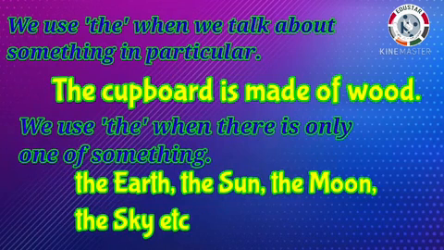We use the when we talk about something in particular. For example, the cupboard is made of wood. Here we are talking about the particular cupboard. We use the when there is only one of something. For example, the earth, the sun, the moon, the sky, and so on.